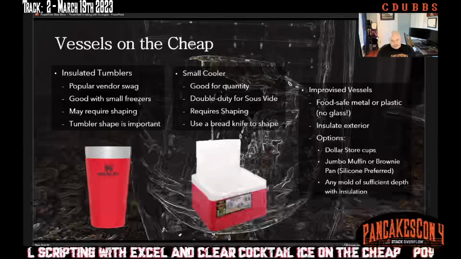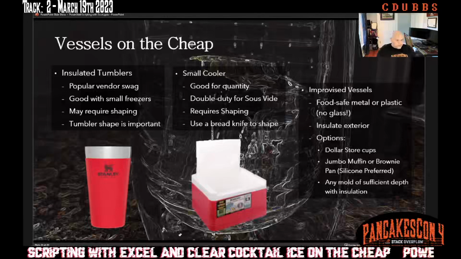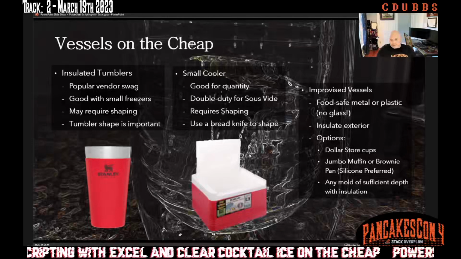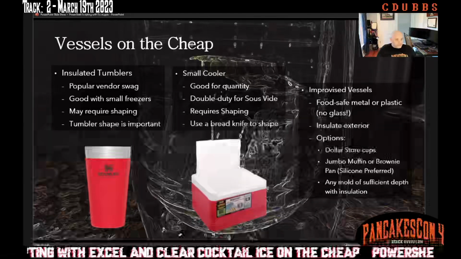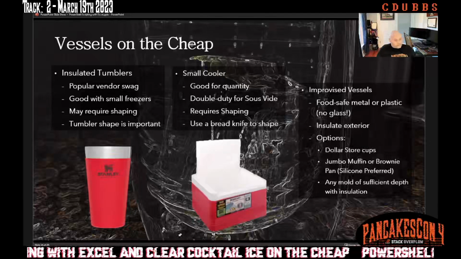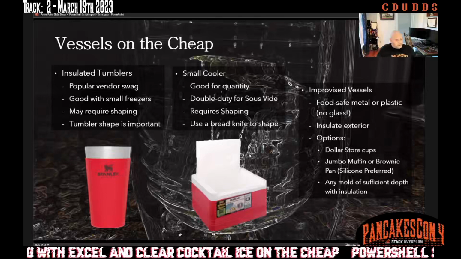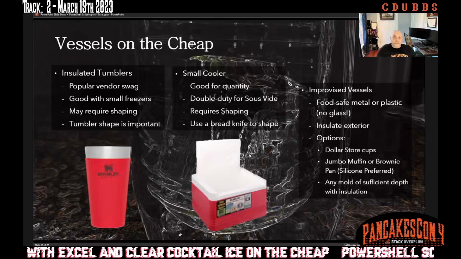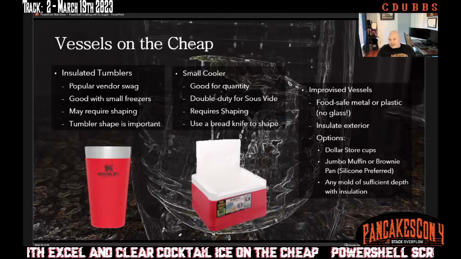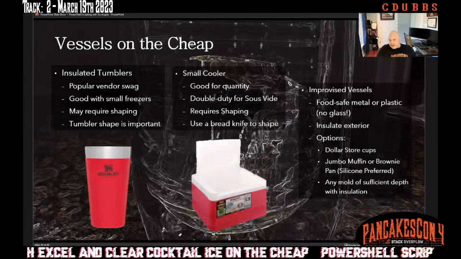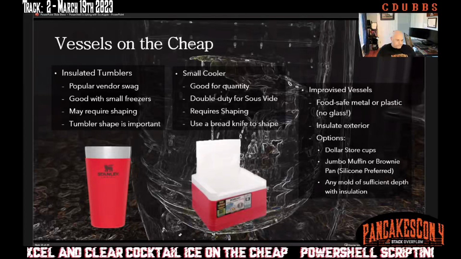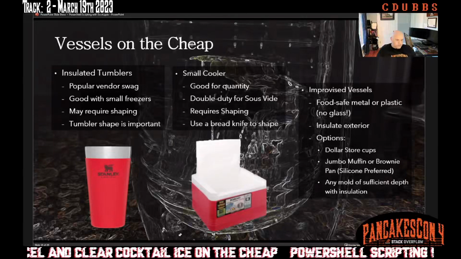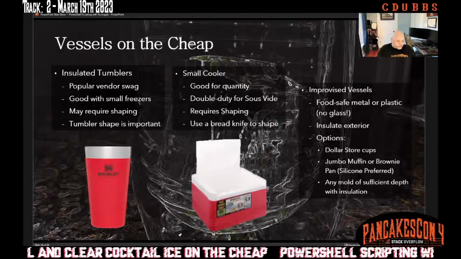Some things you may have laying around: insulated tumblers, vendor swag. For many years I wound up with a bunch of them. They're good if you have a small freezer and not a ton of space. The downside is the shapes that come out of them may not match your favorite glass. So you may have to shape them down with water or shaving or any number of other techniques.